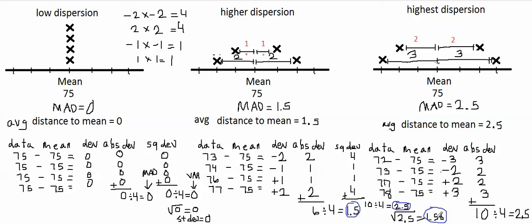And the squared deviations over here would be, well, -3 times -3 is 9. -2 times -2 is 4. 2 times 2 is 4. And 3 times 3 is 9.